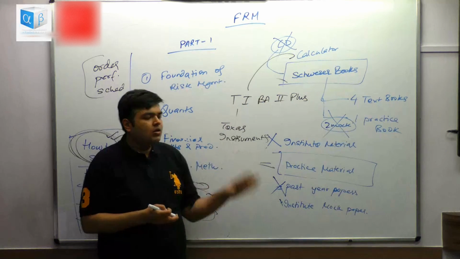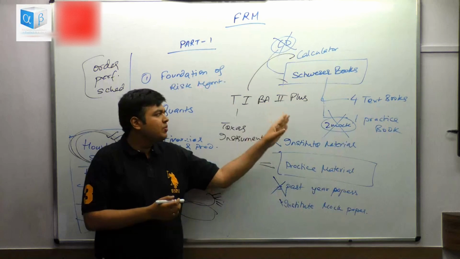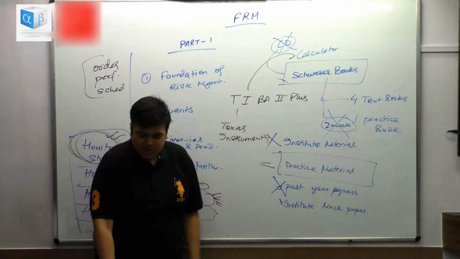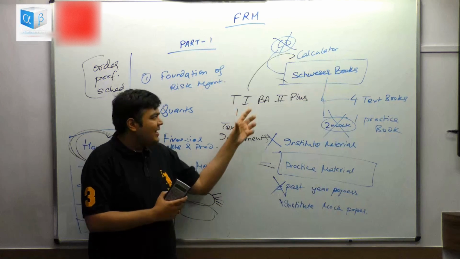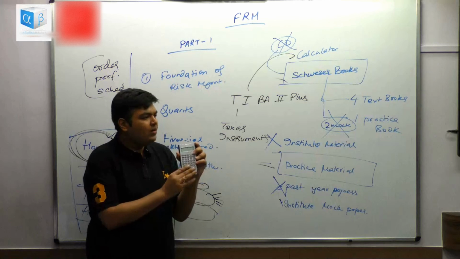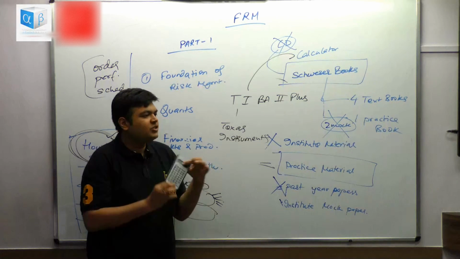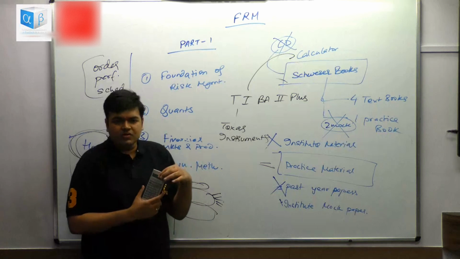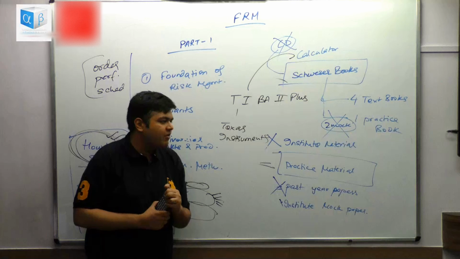This calculator has got 2 versions. One is the TI BA II Plus and one is the Texas Instruments BA II Plus Professional version. The TI BA II Plus is going to be a plastic body calculator, synthetic, and the Professional is going to be a metal body. This is an old one. The new one is going to be black in color. The Professional is going to cost you around 3,500 or so, and the non-professional version is going to cost you 2,500 rupees.